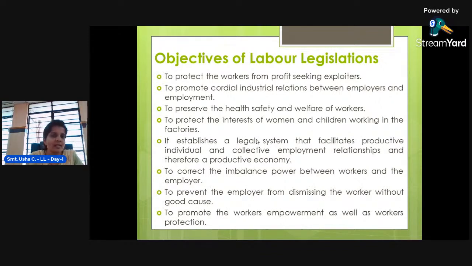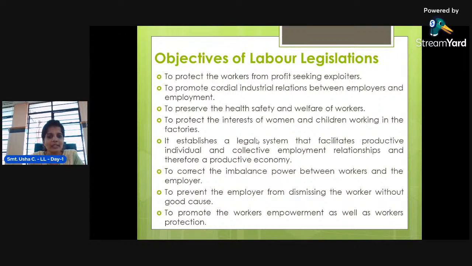So it is very much necessary, for which we have labor legislation to protect that aspect, and also to protect the interest of women and children working in the factories. Earlier there was discrimination in terms of payment of wages, equality, rights, or promotion. There was discrimination between men and women, and they also adopted child labor into the organization, paying very little salary for more work.